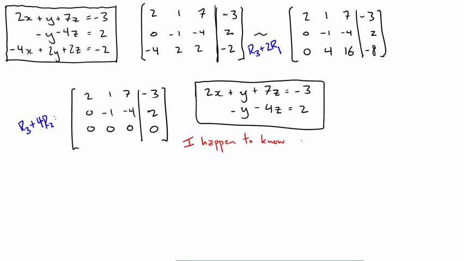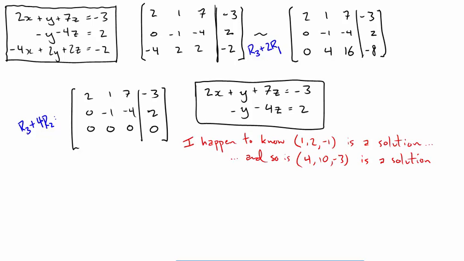Now, because I made up this problem, I happen to know that 1, 2, minus 1 is a solution. You can check that by plugging those numbers in for x, y, z. I also happen to know that 4, 10, minus 3 is a solution. Again, because I made up the problem, I know those work. But it's maybe not obvious. You just have to plug them in and see that they work. The point is that there's more than one possible set of values for x, y, z. And so what we want is a way of describing all the values x, y, z that will work.